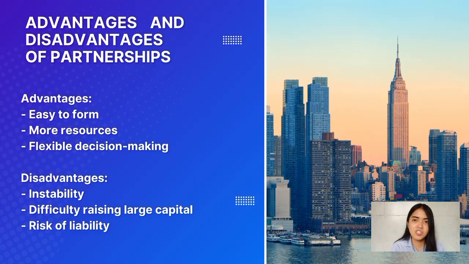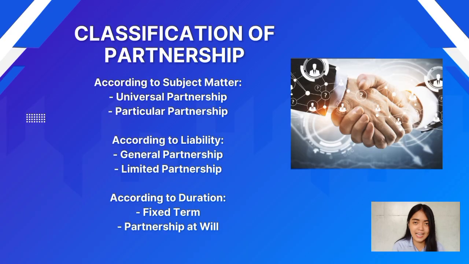Classification of partnership. Partnership are classified based on different criteria. According to subject matter, universal partnership, partners contribute all their properties with no specific purpose. Particular partnership, formed for a specific business activity. According to liability, there are general partnership, where all partners are personally liable for debts, and limited partnership, where some partners have limited liability. And according to duration, partnership for a fixed term exists for a specific period or purpose. Partnership at will can dissolve at any time.